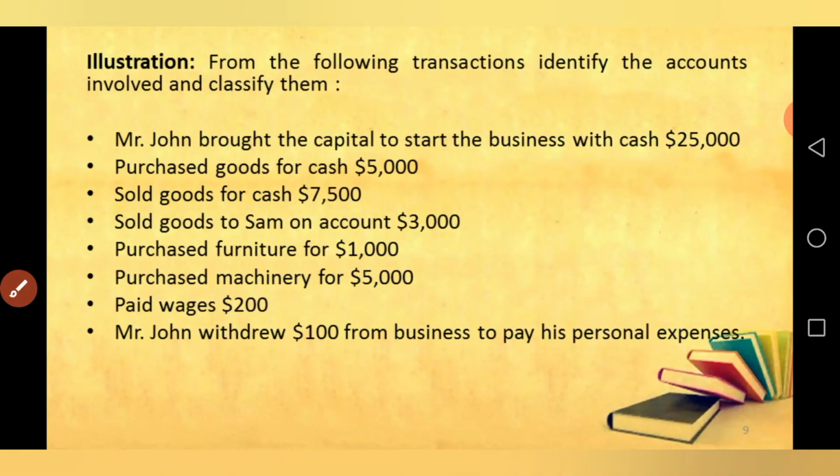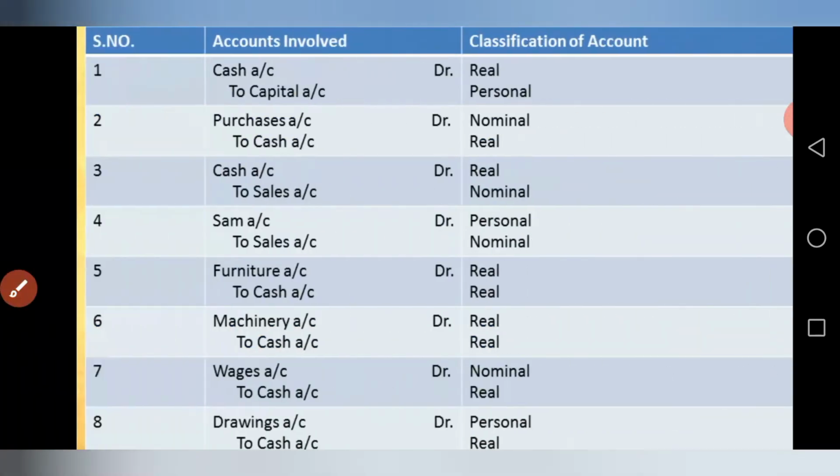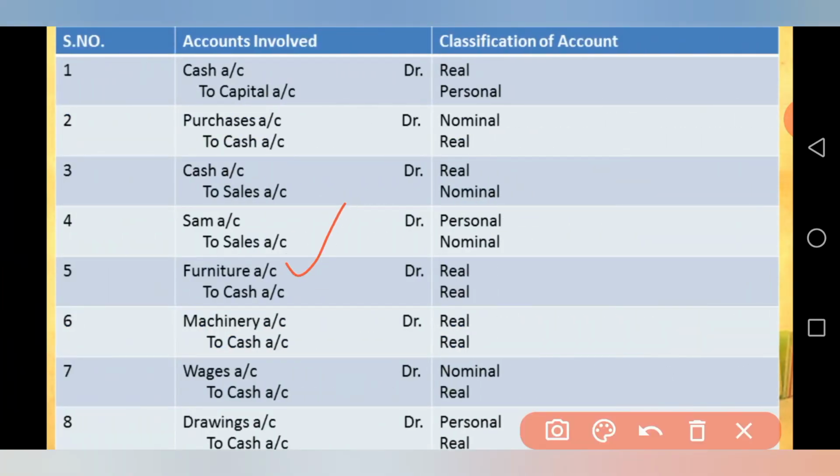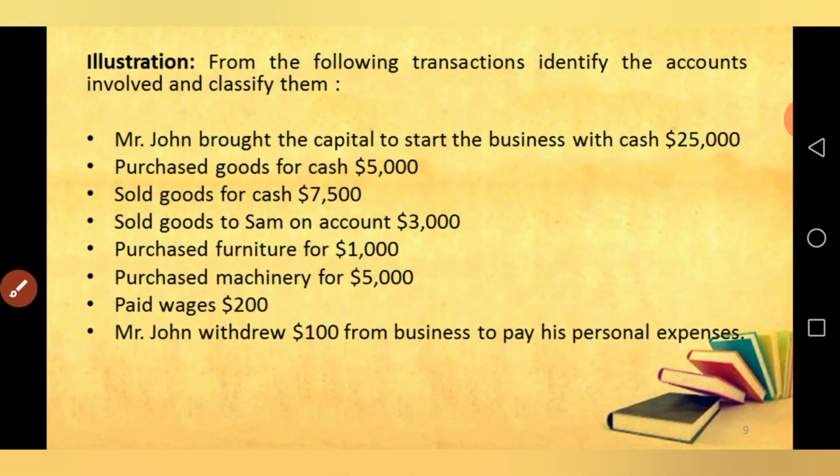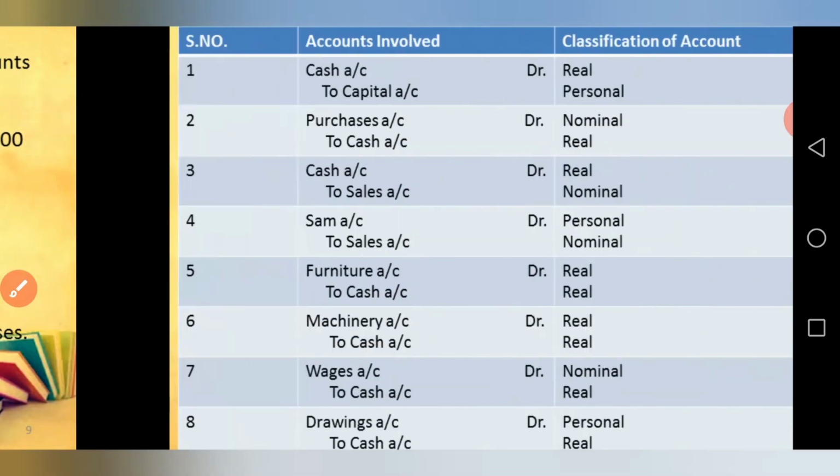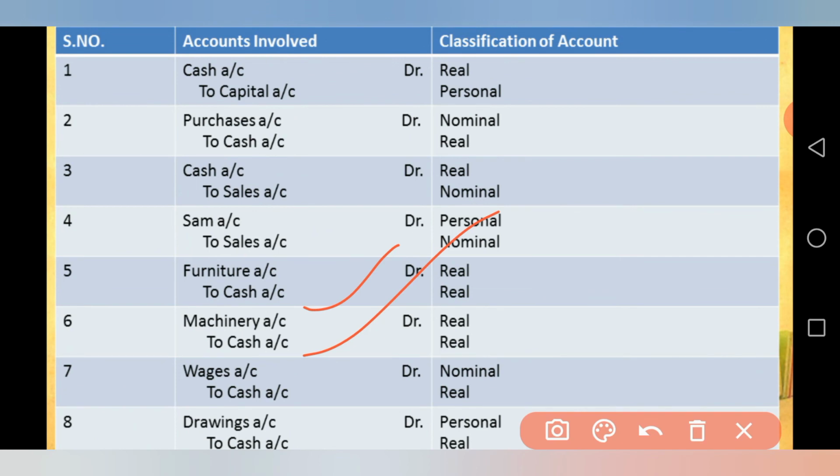Let's see another one. Purchase furniture. In this, the two accounts are furniture and cash. Both are real accounts. What is coming in? Furniture is coming in. That is why we have debited it. And what is going out? Cash is going out. It has been credited. Let's see another entry. Purchase machinery. Two accounts involved are machinery and cash. Both are real accounts. Machinery is coming in. And what is going out? Cash is going out. Hence, we credit the cash and debit the machinery.